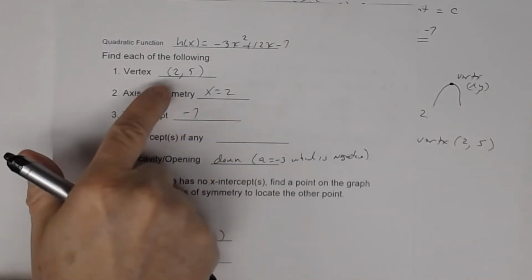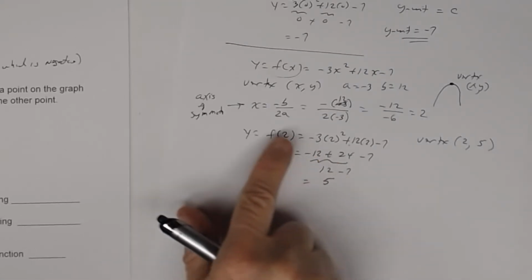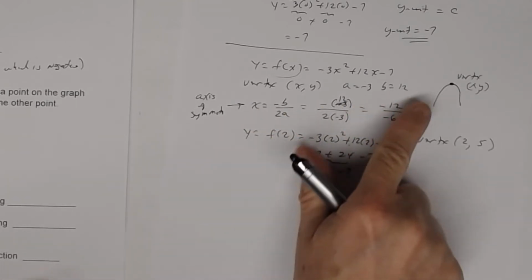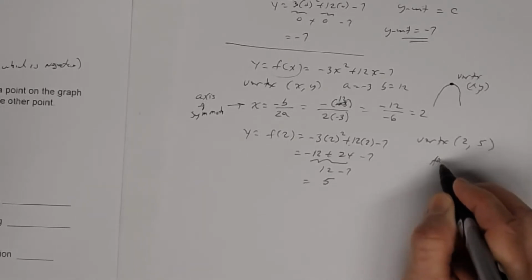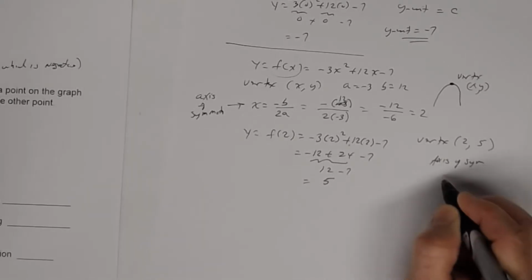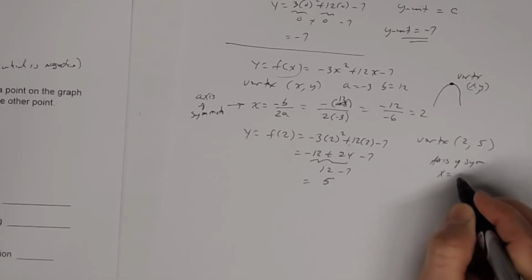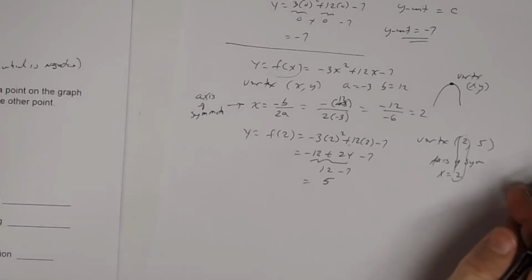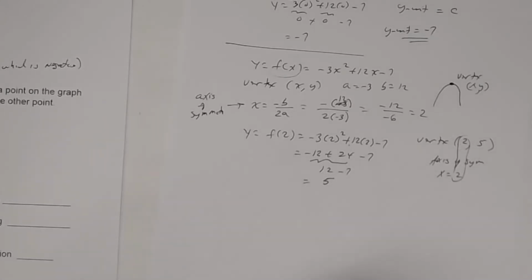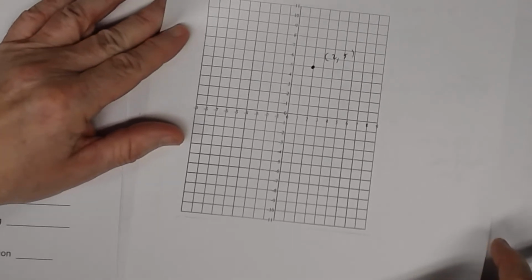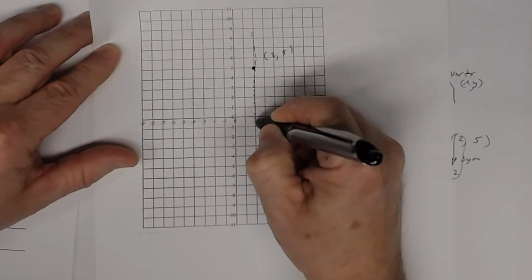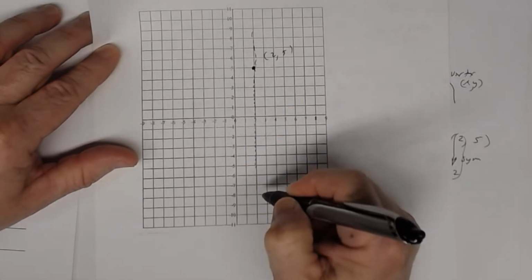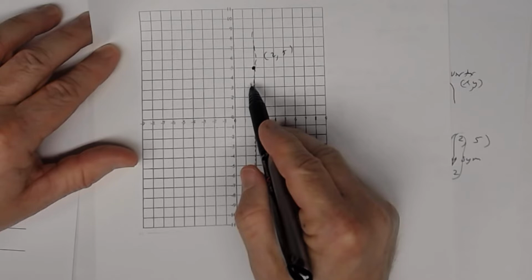And the axis of symmetry is always the x-coordinate of your vertex. So the axis of symmetry is x equals 2 in this case. So it's the x-coordinate of your vertex, okay? The x-coordinate of your vertex. The axis of symmetry is a vertical line, so it helps to draw that vertical line going through here. The axis of symmetry is a vertical line that goes through the vertex.